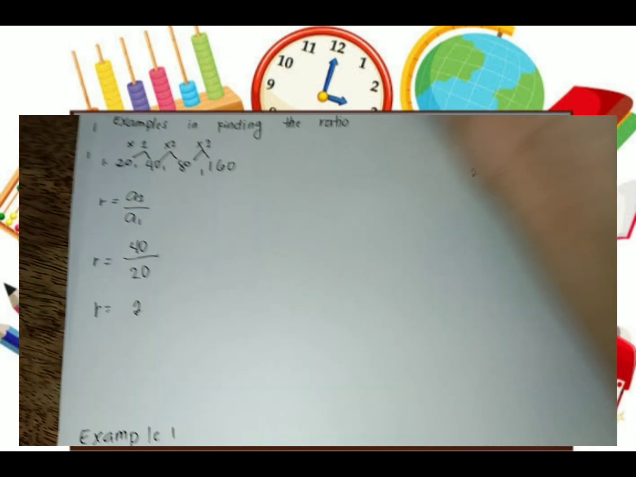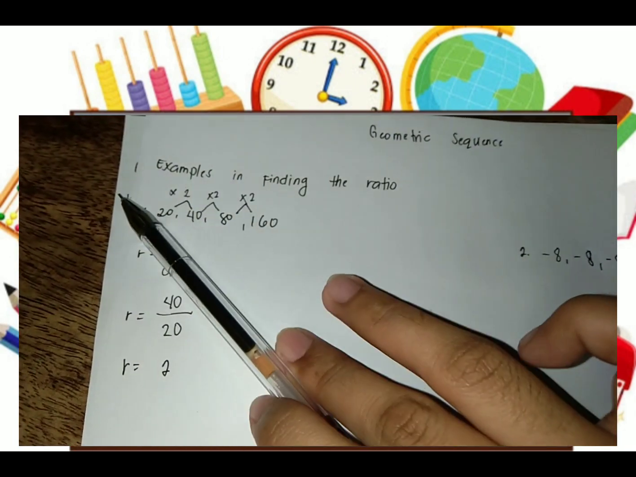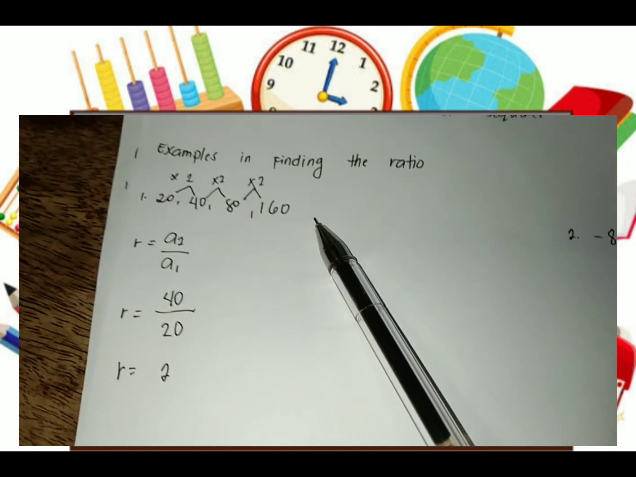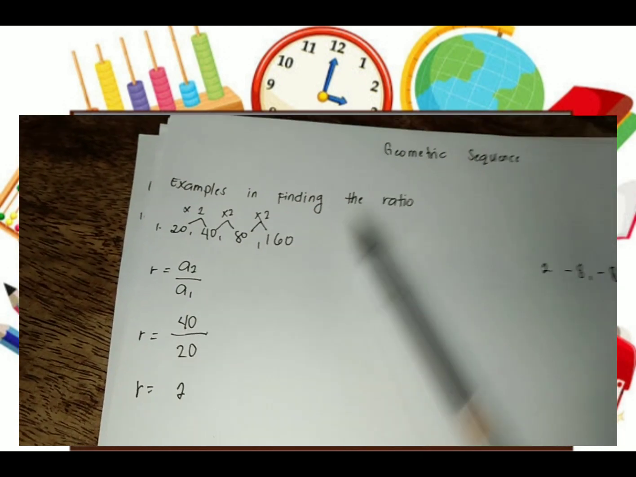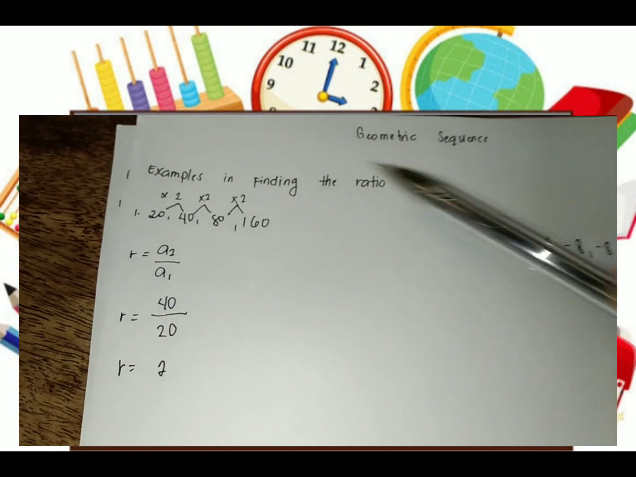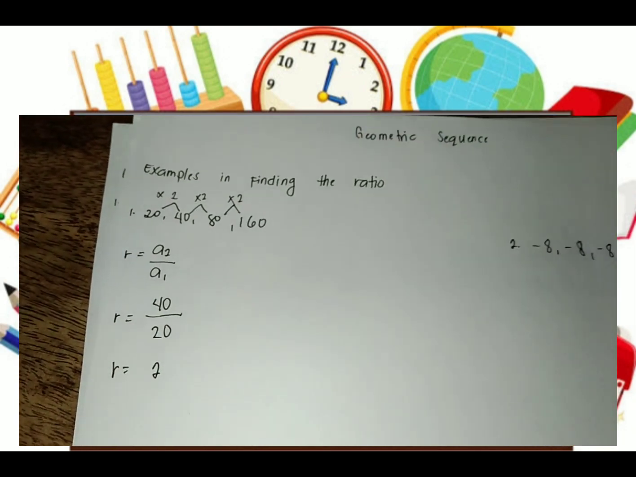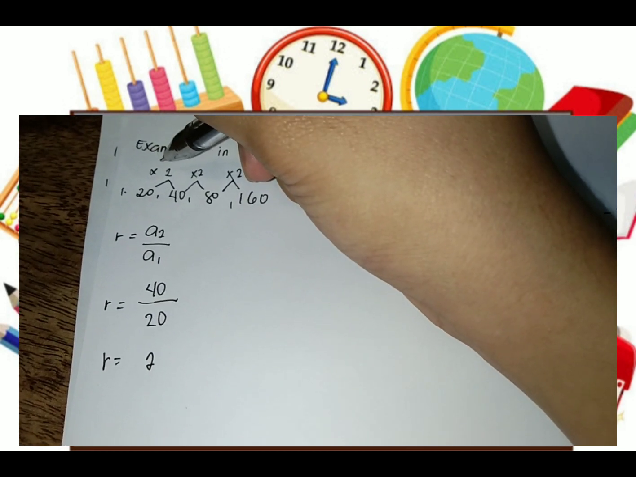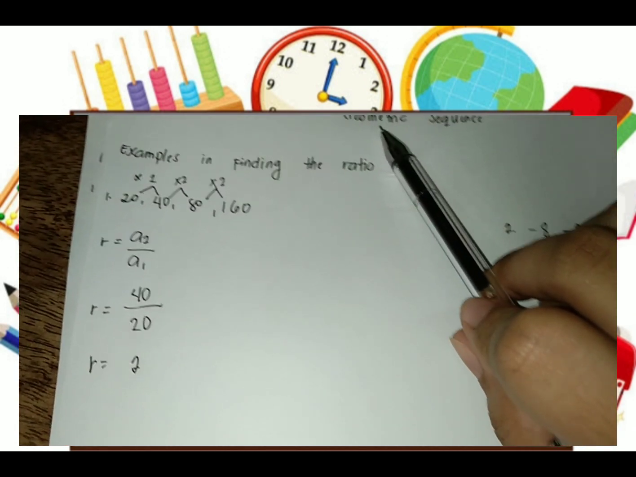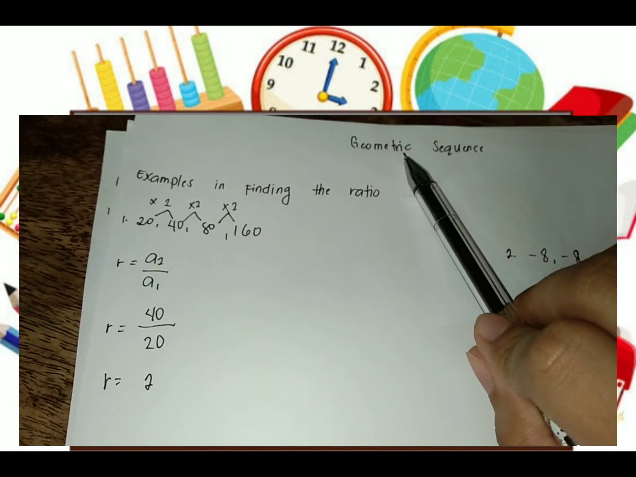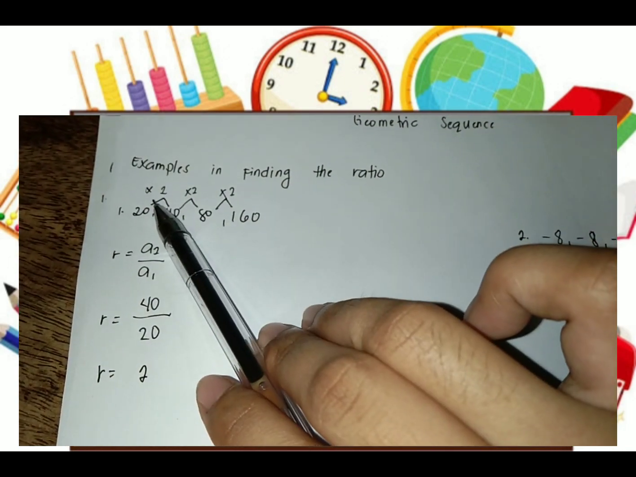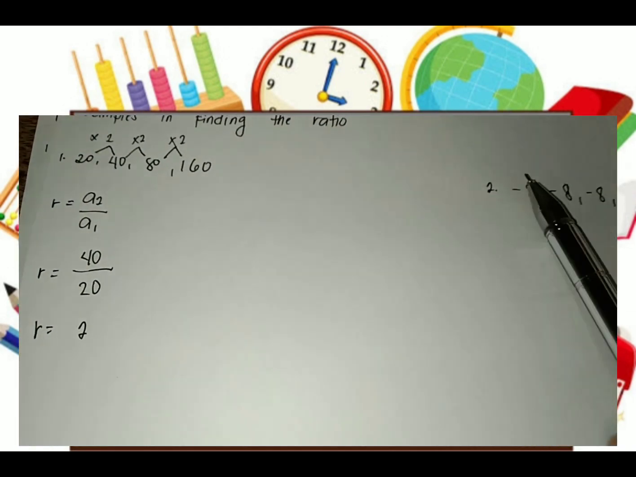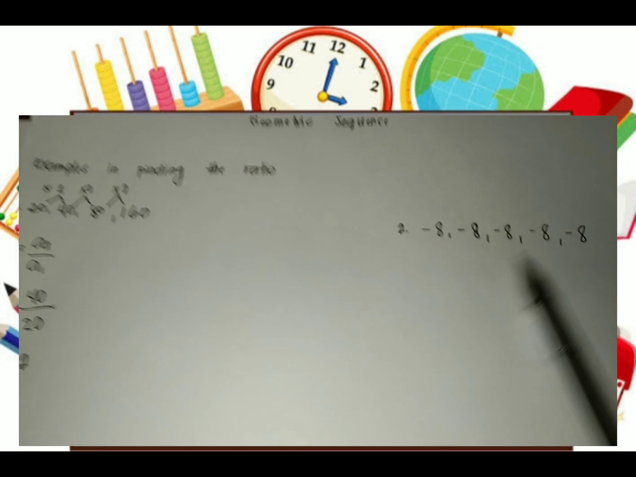In this way, we can also know whether the given sequence is geometric or arithmetic. Always remember, if the given is arithmetic, it is addition. But if the given is a geometric sequence, it is multiplication. So, let's move to the second example, which is this one.